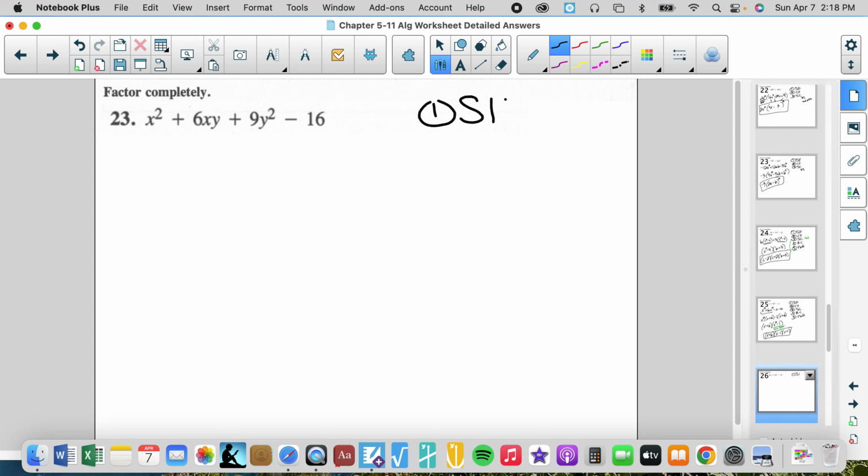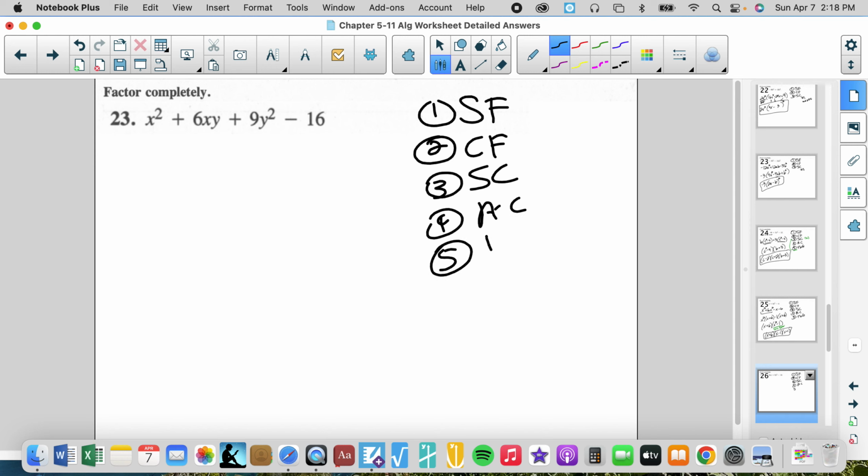Standard form, x squared, x, y squared, 16, good. Common factor, no. Special case, no. A times c, no. FBG. Let's factor out an x, you get x plus 6y. Let's factor, ooh, oh my.